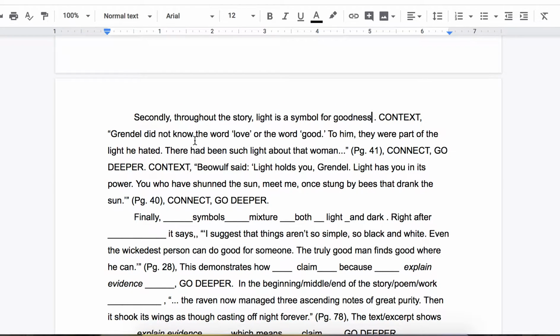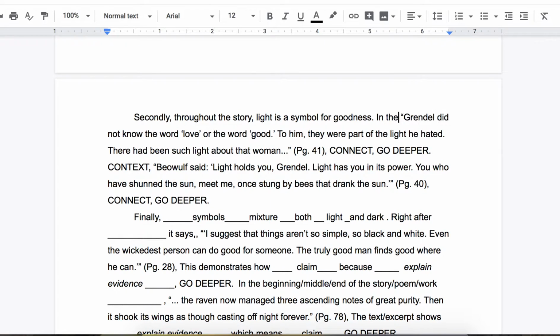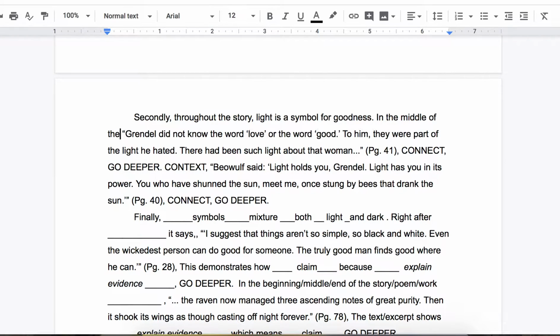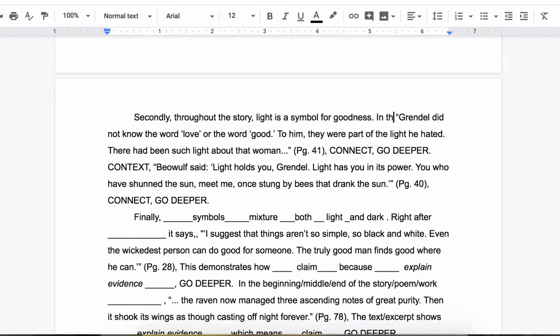So I look at this piece of evidence. Grendel did not know the word love or the word good. To him, they were part of the light he hated. There had been such light about that woman. So this is when Grendel is remembering Wealhtheow and the light that she had. So I would say in the middle of, well, let's not do in the middle of the novel. Let's look at our blue packet and make sure we're choosing a good one.